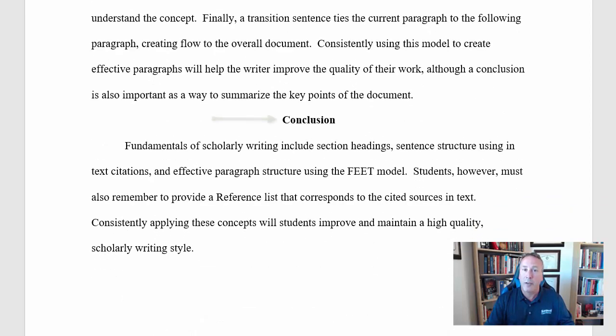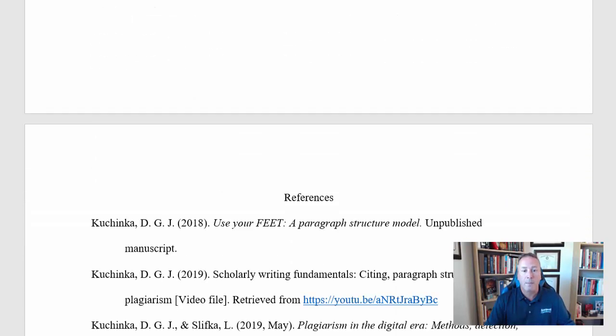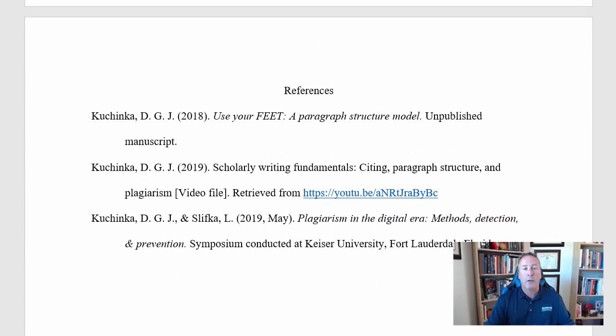Finally, always provide a conclusion, sort of sum up what the manuscript, the paper, the discussion was about, maybe provide a few key points to leave the reader with something to think about. And then always have a reference list that lists anything that you cited in text in the document, and if you have something in the reference list, make sure it was cited within the document.